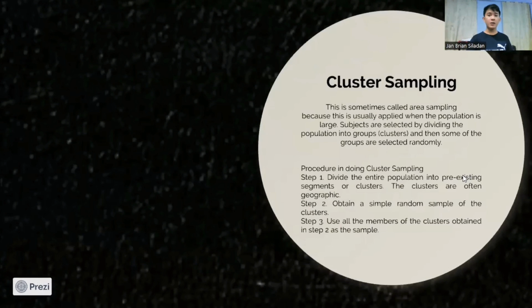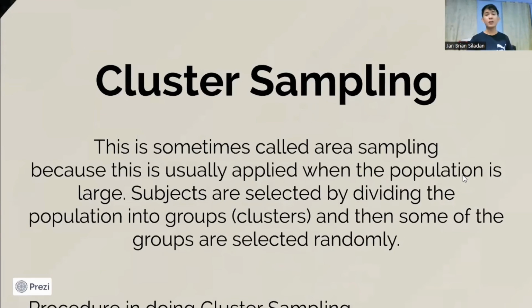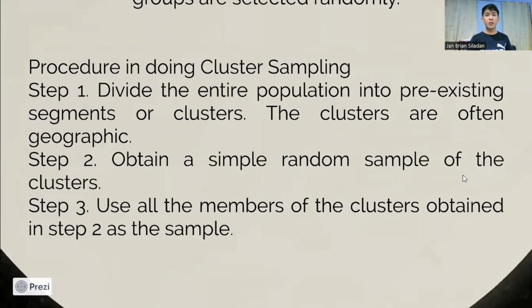Next, we have the cluster sampling. This is sometimes called area sampling because this is usually applied when the population is large. Subjects are selected by dividing the population into groups, and then some of the groups are selected randomly. The procedure in doing cluster sampling: Step 1, divide the entire population into pre-existing segments or clusters. The clusters are often geographic. Step 2, obtain a simple random sample of the clusters. And step 3, use all the members of the clusters obtained in step 2 as the sample.